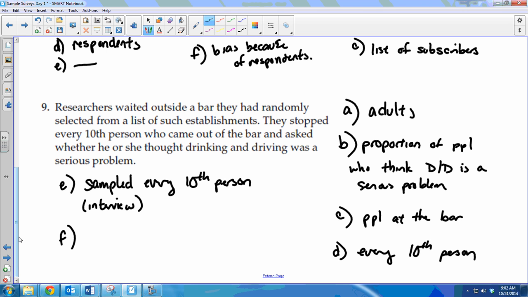And then what type of bias could you see here? They're asking people at a bar. So maybe you're asking people that are intoxicated and could care less. Maybe you're asking the DD who's like, yes, it's a serious problem because I'm the DD today. Or I don't know. But you are having all sorts of crazy responses probably from the people you're asking. Agreed? Okay.